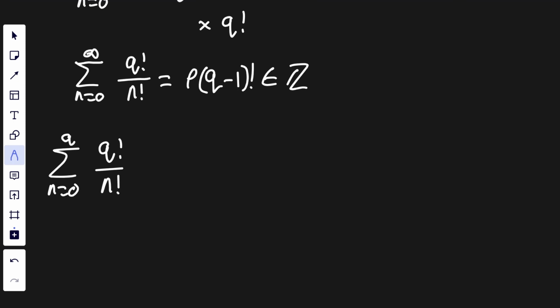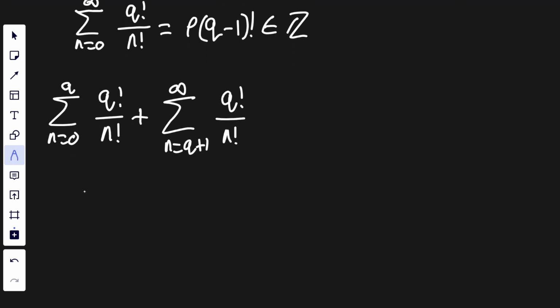Now this part is definitely an integer because the factorial on the top is bigger than the factorial on the bottom, which means the bottom is always going to be a factor of the top, so we're always going to have an integer. We're summing integers. Plus the sum from n equals q plus 1 to infinity of q factorial over n factorial. Now this part, we're not sure if it's an integer or not. We're actually going to show that it's between 0 and 1.